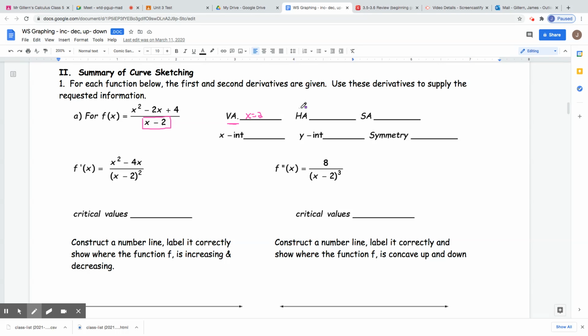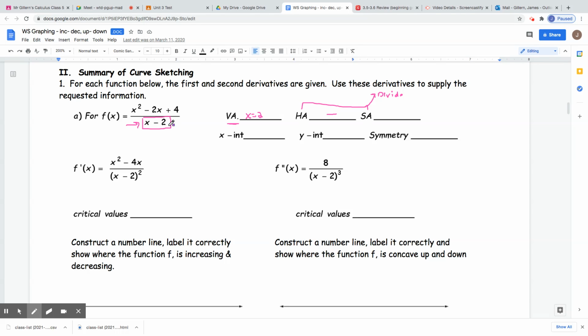Now, to do the horizontal and the slant, you have to look at the degree at the top and the degree on the bottom. We follow our rules. If the degree was larger on the bottom, we would have 0 as our horizontal asymptote. That's not the case. If it was the same, we would take the leading coefficients. Not the case. It's the case where you have it bigger on the top, which means there is no horizontal asymptote. This is a slant asymptote. To find a slant asymptote, you must divide. The easiest way, especially since this is a linear term, which pretty much the ones I give you will be linear, is to do synthetic division.